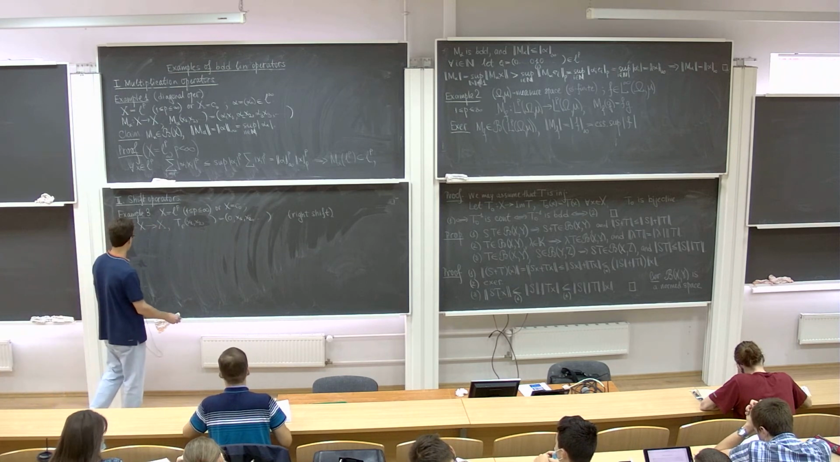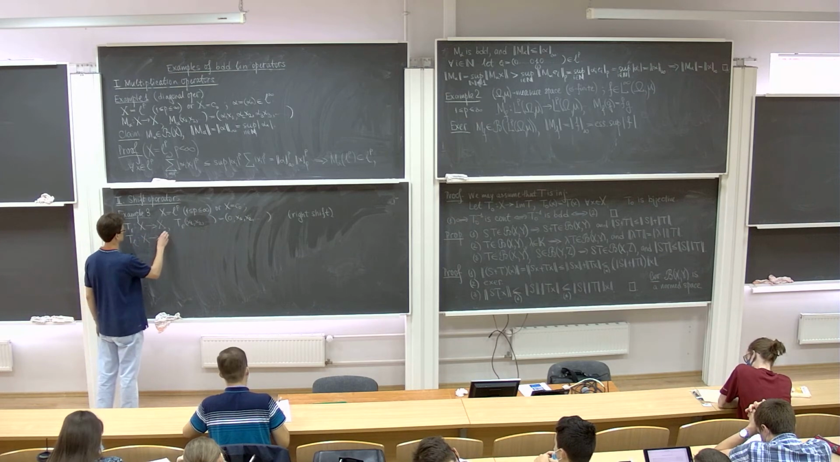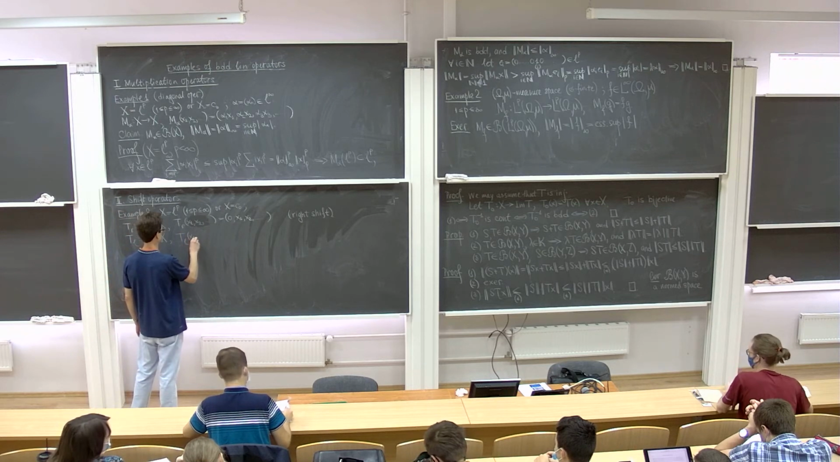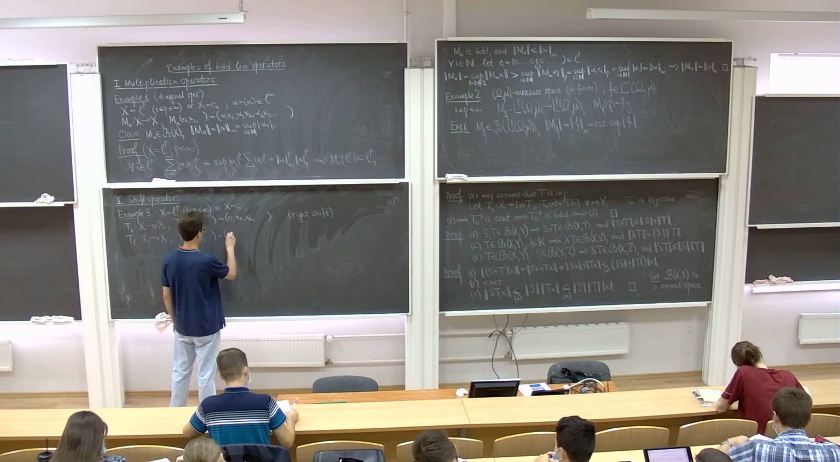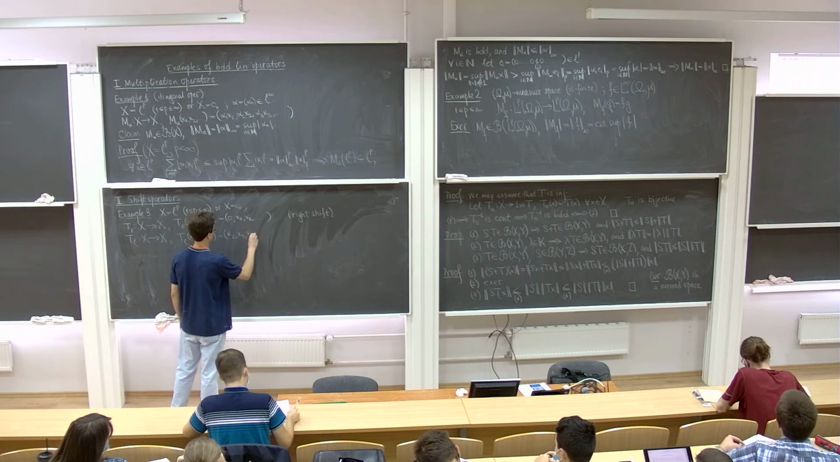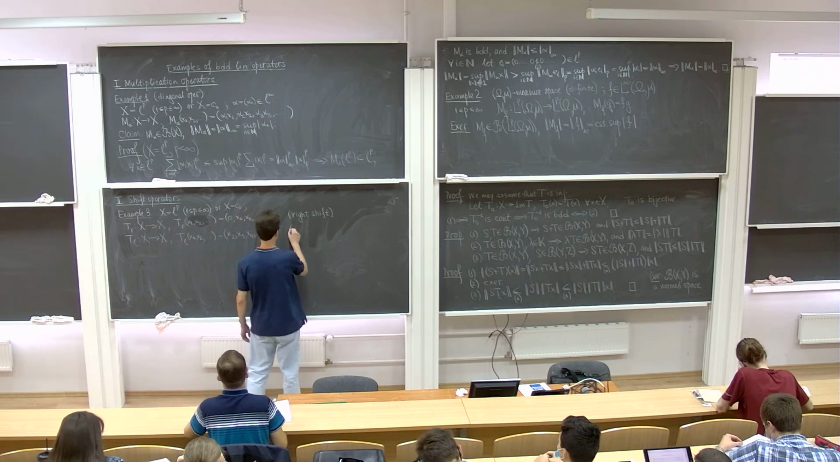And the second one will be denoted by TL. And it acts by the following formula. It shifts everything to the left, and it eats the first coordinate. This is the left shift operator.